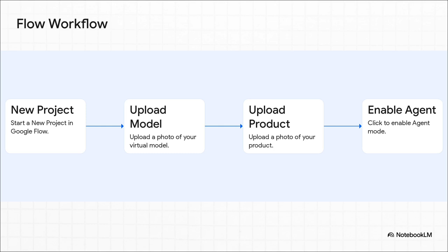Let's talk about the professional side. Google Flow has also received the big Omni update, and it completely changes the game for UGC, user-generated content. Here's the workflow. You start a new project in Google Flow. But instead of your own avatar, you can upload a photo of any virtual model you want. Next, you upload a photo of your product. In the source's example, they just drag and drop a picture of a mango chocolate bar. Finally, and this is the really critical step, you click the button at the bottom to enable agent mode.